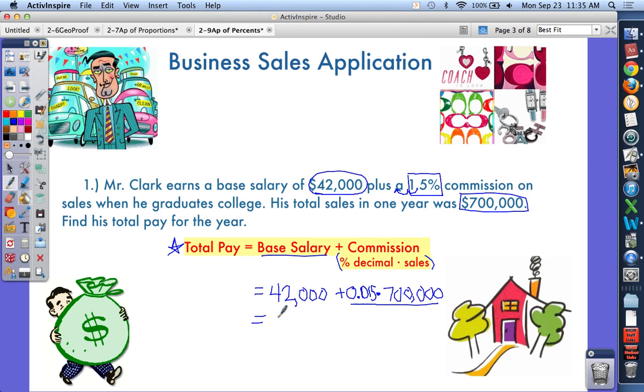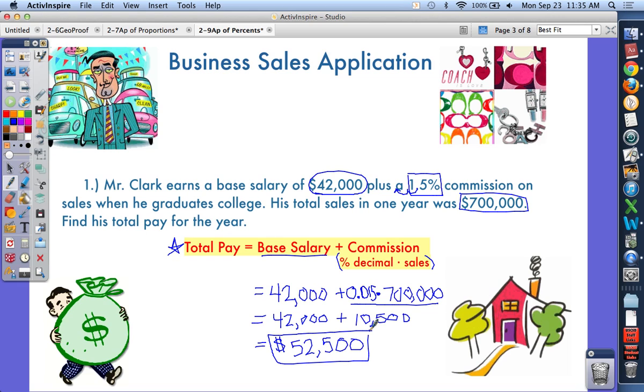So what does that come out to be? Use your calculator to do it. Hopefully you found 10,500. So his total pay is going to be $52,500. Commission's the first application that we can use percents in.